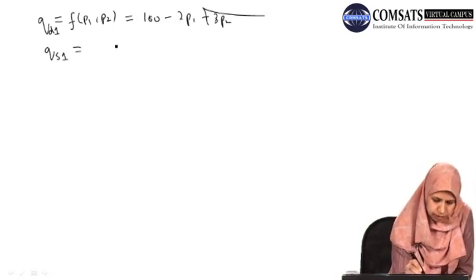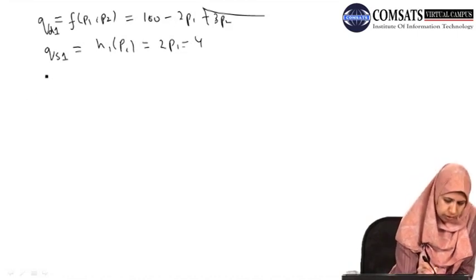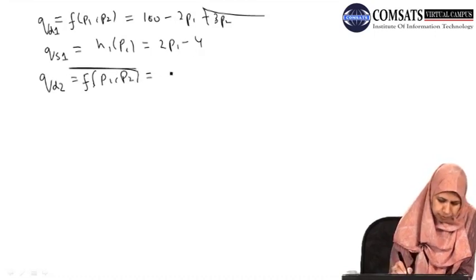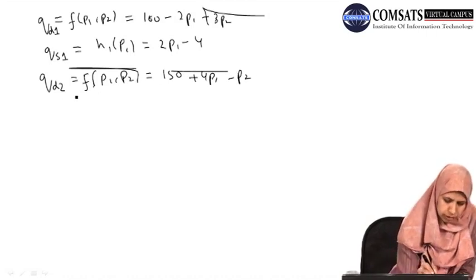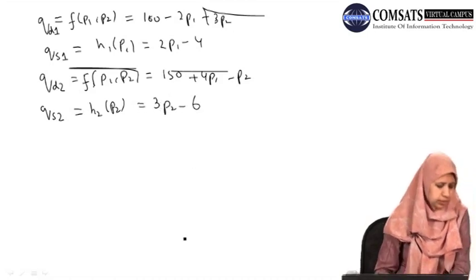Quantity supplied is depending on the price P1, which is 2P1 minus 4. Again, some demand function depending on the product 2, 150 plus 4P1 minus P2, and Q supply function 2 is depending only on the product P2, which is 3P2 minus 6.